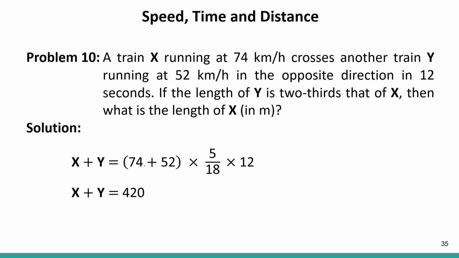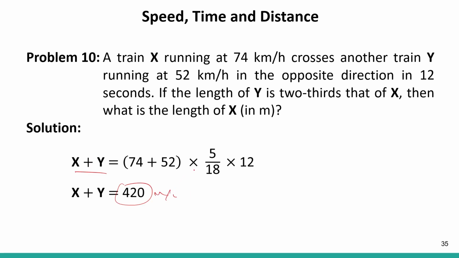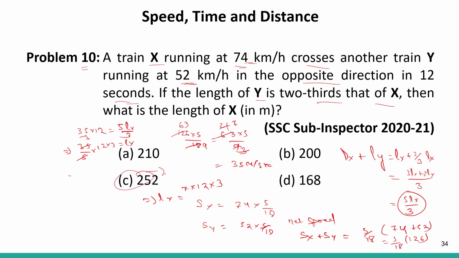Solving it further, x plus y: their relative speed is 420 meter. Y is equal to 2 by 3 into x. So solving it, we are left with 5 by 3 into x equal to 420, so x will be 252 meter. So 252 is the correct answer here, and all these three other answers are wrong.